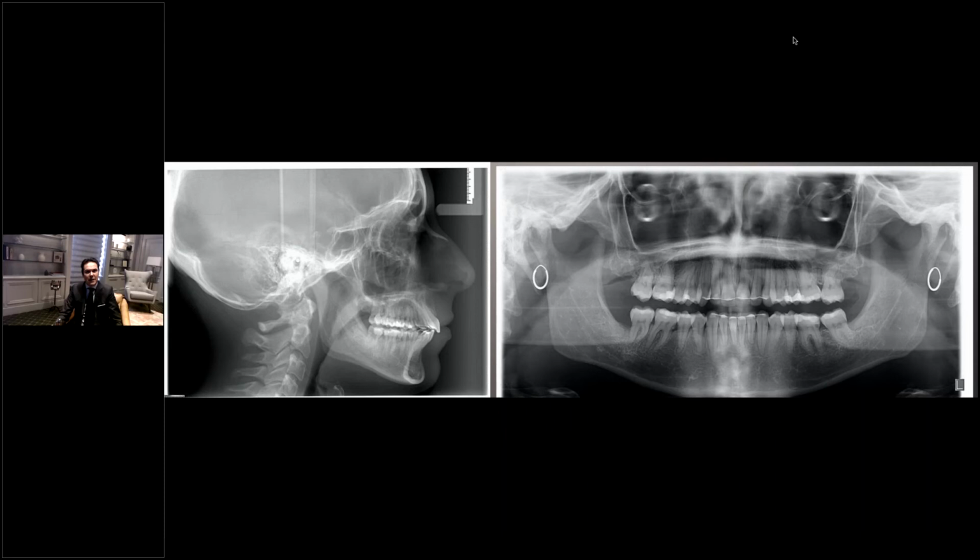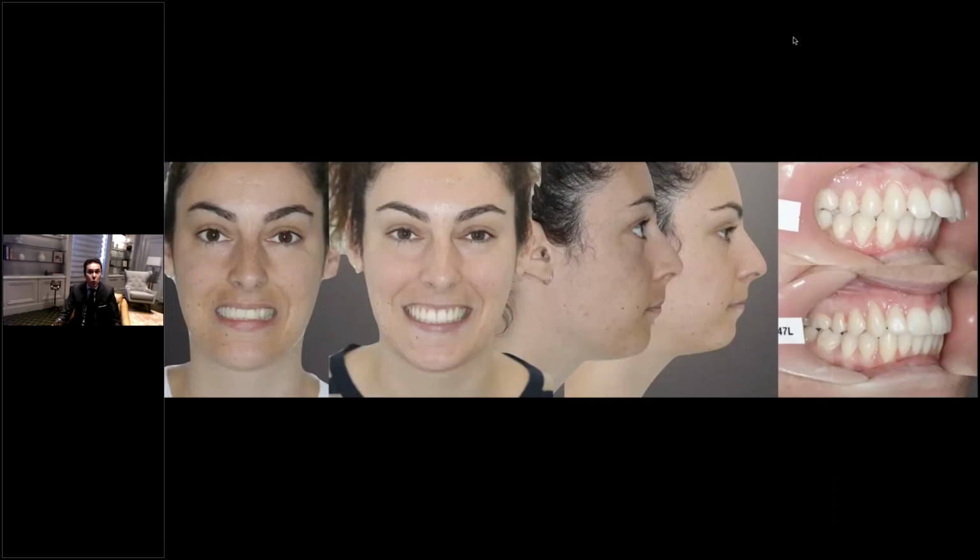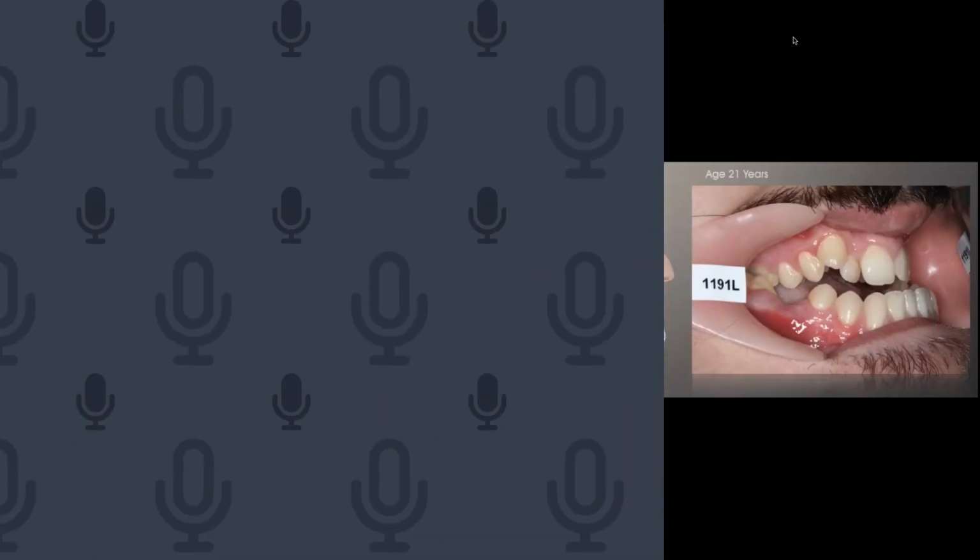And this patient has a beautiful relation between the nose, upper lip, lower lip, and chin. But the most important thing: no pain, no clicking. That is the point. This is the pain in these patients. 25 years old, so we can release this symptomatology beautifully. This is something to talk about and brainstorm about.